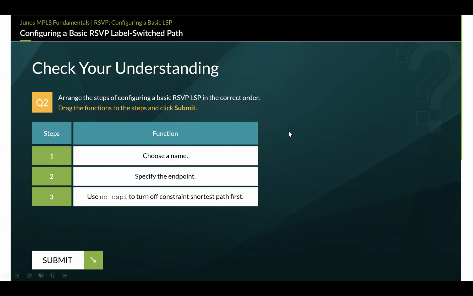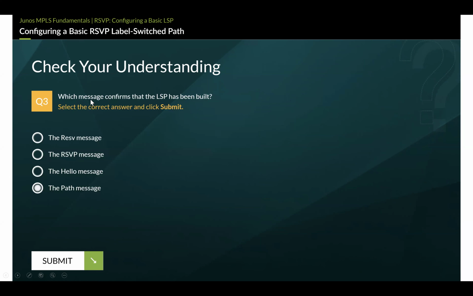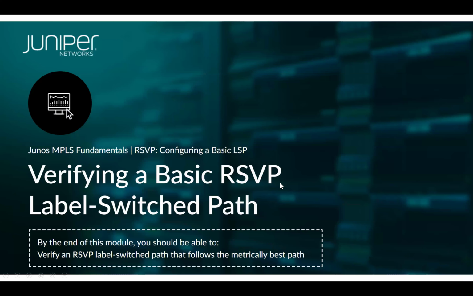This is the question and answer section. Arrange the steps of configuring a basic RSVP LSP in the correct order. First one, choose the name. Second one, specify the endpoint or egress router. And third one is no-cspf to turn off constrained shortest path first mode. This is the three steps to configure the basic RSVP LSP. Which message confirms that the LSP has been built? This is the path message.